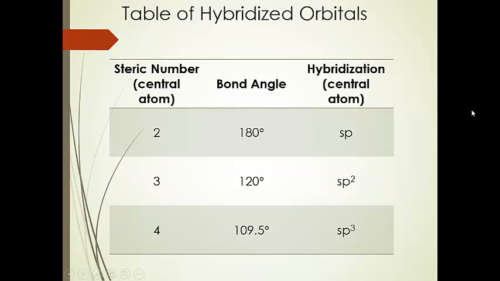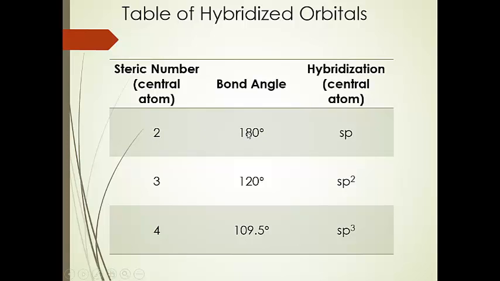Okay, so here's our table of hybridized orbitals. Okay, so this is what you really need to remember. And you can identify the hybridization of any atom in any molecule by looking at the steric number. All right, so find the central atom. Even if it's a large molecule, you might have to look at individual ones. So find the steric number of that atom in the molecule.